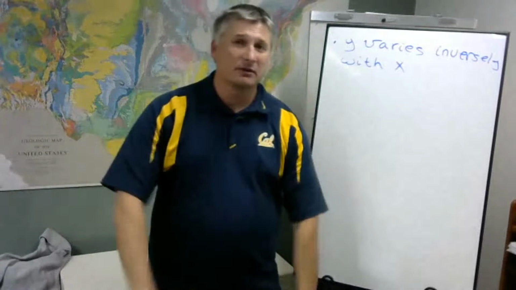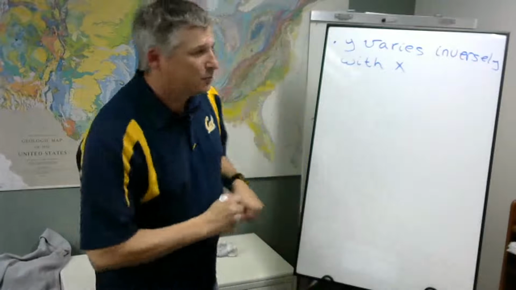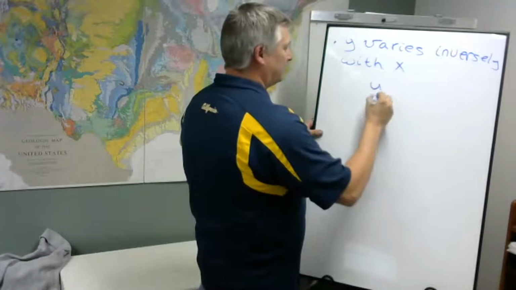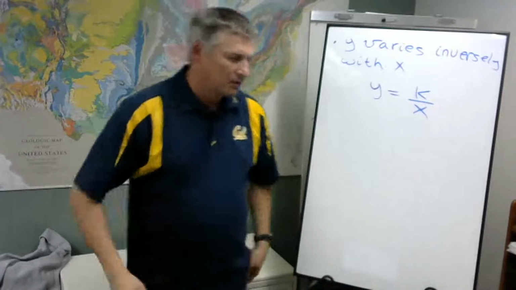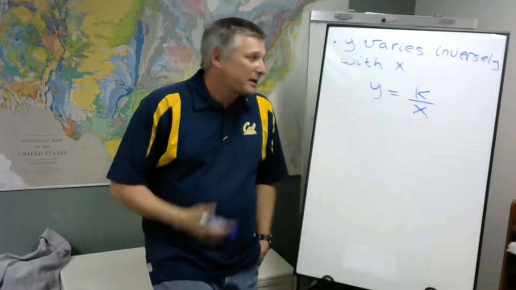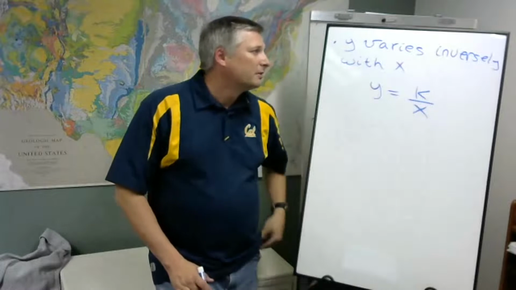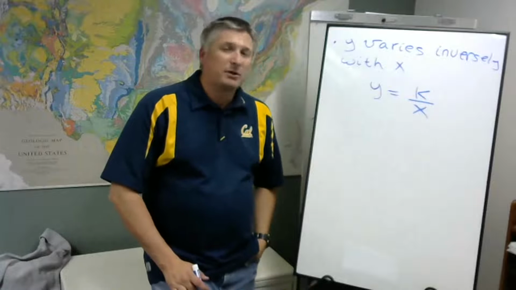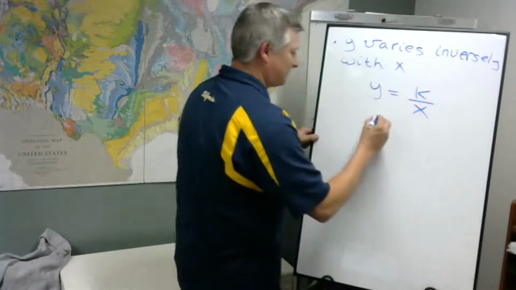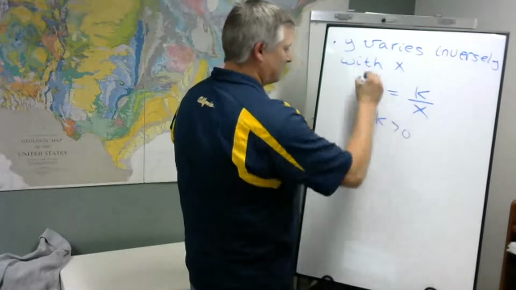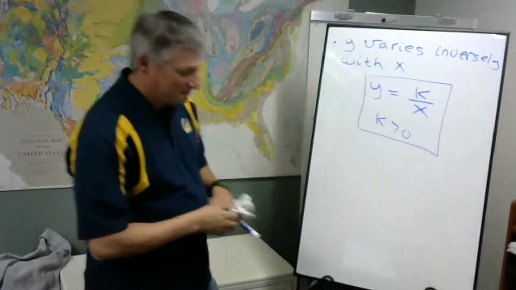Y varies inversely with x. What this means is we construct a model, a formula, with k over x. When y varied directly, we got a formula that was a line. Now, when it varies inversely, we have a formula that's going to be a rational function. And again, k is going to be greater than 0.